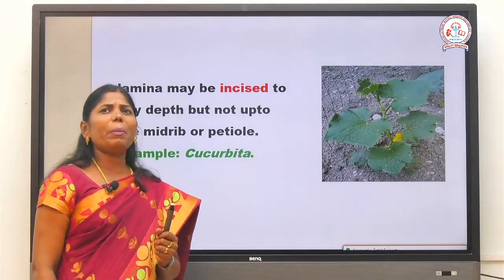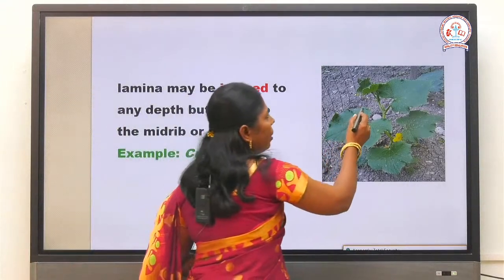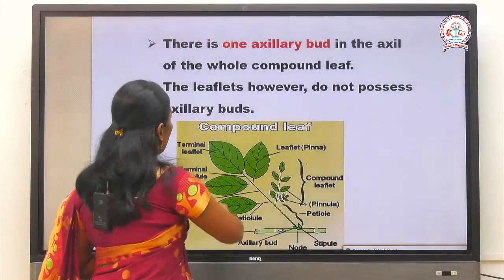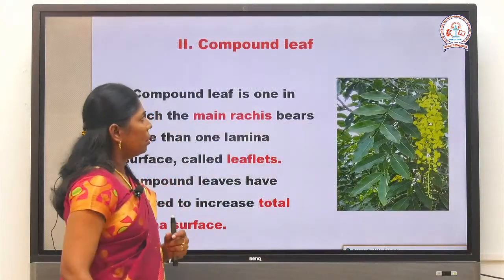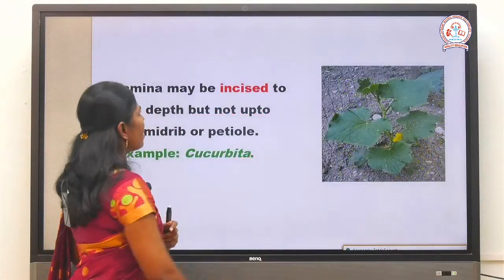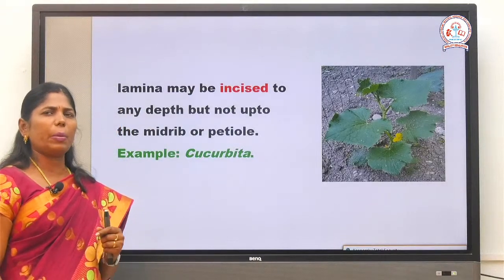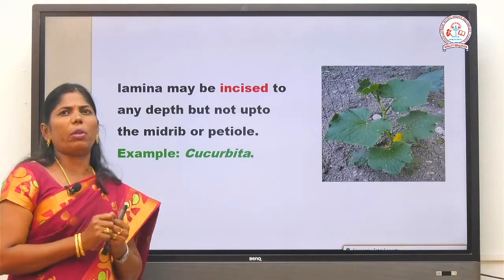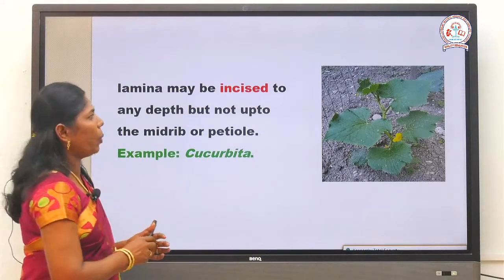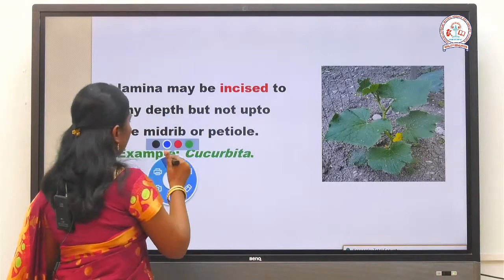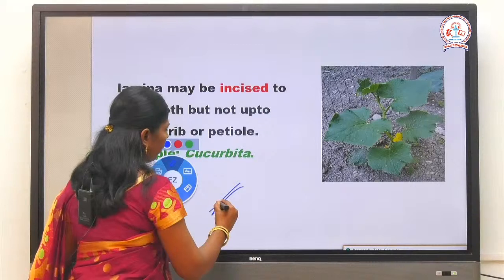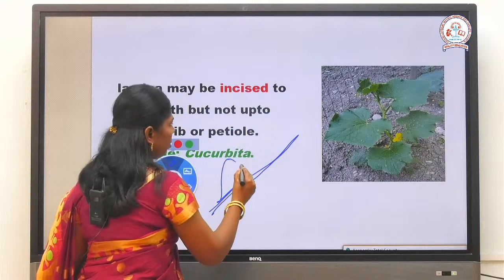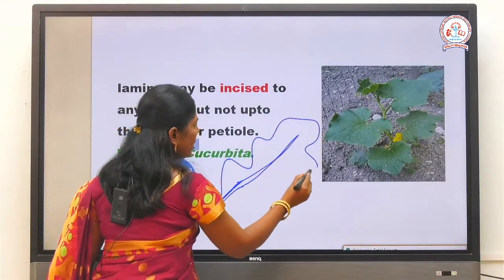So if the lamina is incised, it means it is divided, or discrete segments are there. That is called incised, because the margin will enter into the depth. Okay, it goes inside up to the depth, but not up to the midrib. It does not go up to the midrib. So this is here incised.